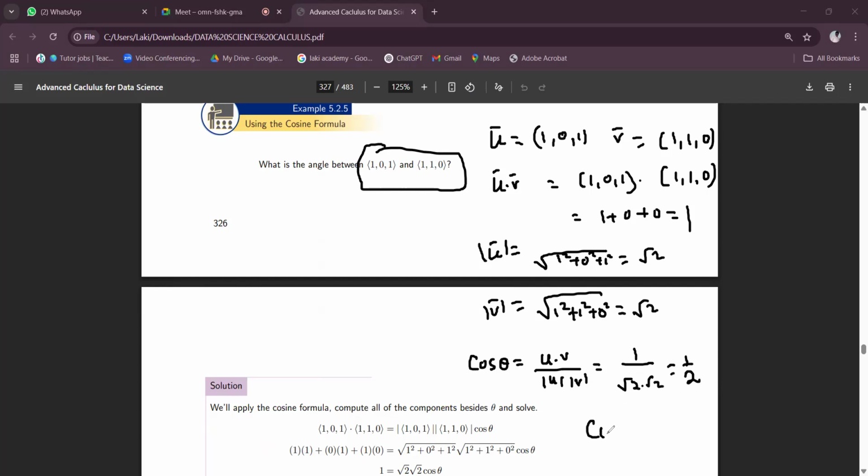So for what value of theta is cos theta equal to 1 by 2? Cos inverse of 1 by 2, when theta is equal to 60 degrees. Cos 60 is 1 by 2. You can use a calculator, and if you remember the value of cos 60, you can say that at theta equal to 60, the cos value is 1 by 2.